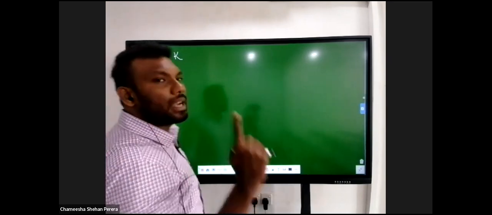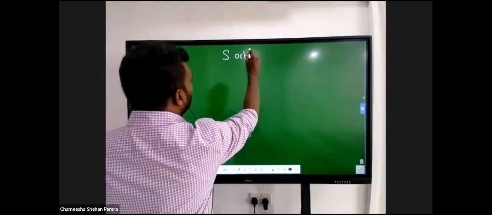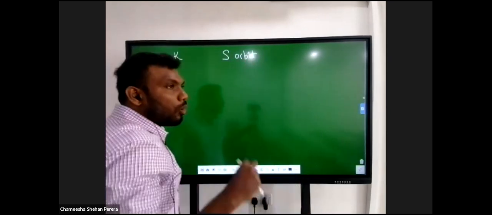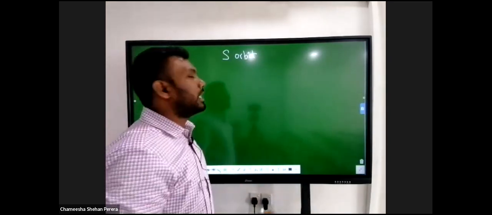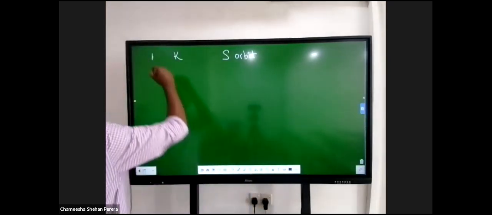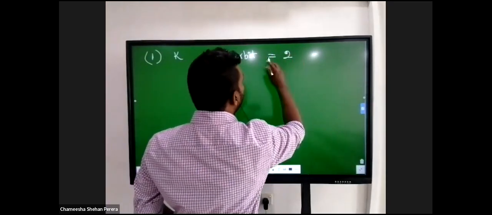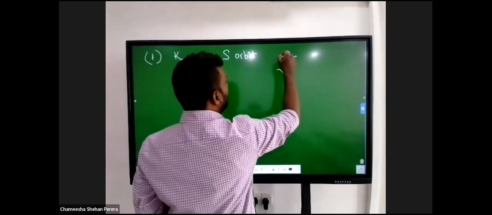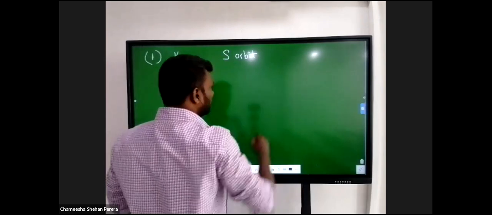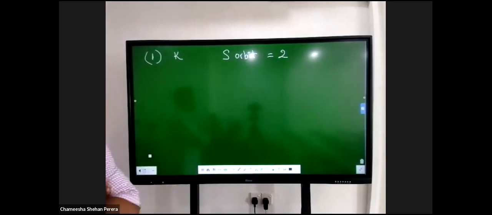A sub energy level in the sense there are orbits in which the electrons are revolving in all energy levels. So this K energy level, which is the first energy level, has only one orbit called s orbit. In an s orbit only two maximum electrons could be existing, right? If you have an s energy level only two electrons could exist.